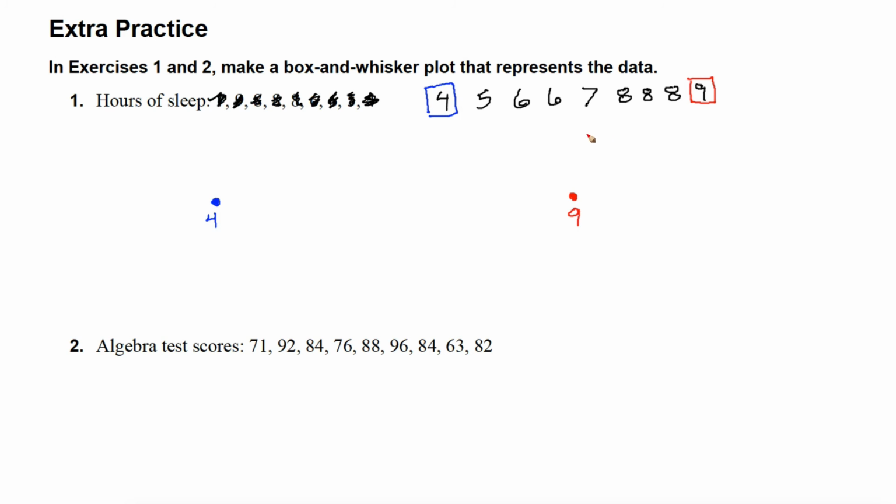Okay. Now what's our middle number? Well, if we go 1, 2, 3, 4, 5, 6, 7, 8, 9, the middle number is going to be right in the middle there, and that will be actually 7. I'll change the color on that so it's obvious it's a different thing. So our middle number is 7. And that's a little closer to 9 than 4, so I'm going to put it right here.